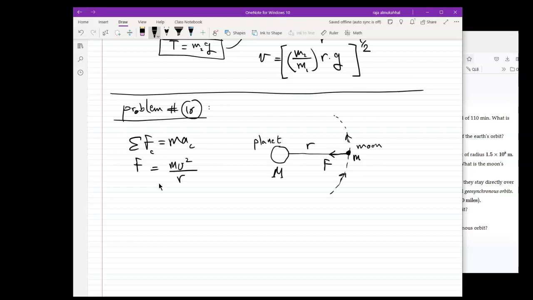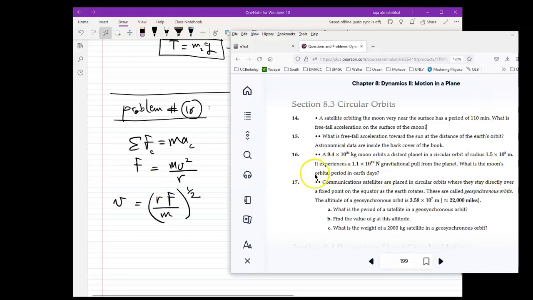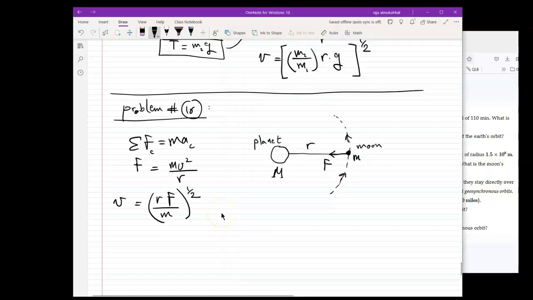And I'm solving for v, so that's going to be r F over m, all of that under the square root. Once I do that, I'm going to plug in the numbers. Once I do it, I get v. Then what's the next step? Remember, he's asking for what? Number 16, he's asking for the moon's orbital period. So what he's asking for is tau.